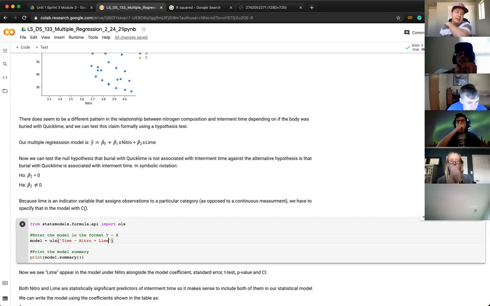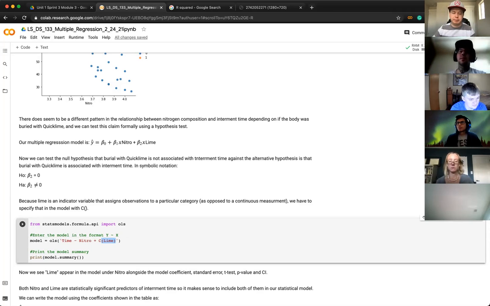However, this lime variable is categorical, meaning it's only got two potential values, whether a 1 or a 0, if lime was present or if it was not, right? And so when I'm including a categorical variable here, I will type this capital C and then put the variable in parentheses. And this is going to tell statsmodels to treat this data slightly differently due to its categorical nature. And I'll explain how it's treating it differently here in a minute.